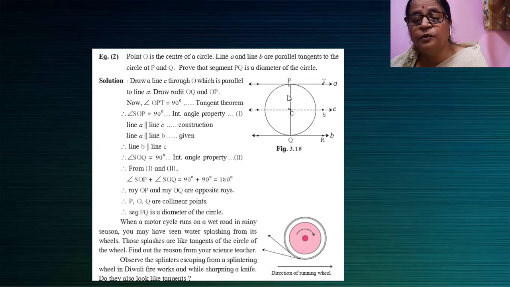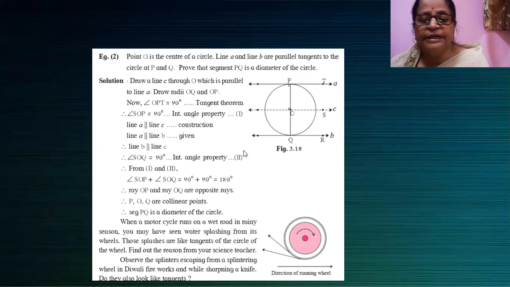So O is in between P and Q, and these points P, O, Q are collinear. Therefore, segment PQ is a diameter of the circle. Then you see one of the figures given here.